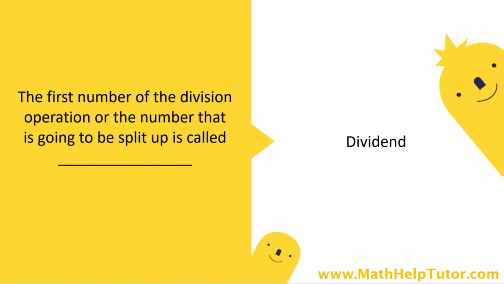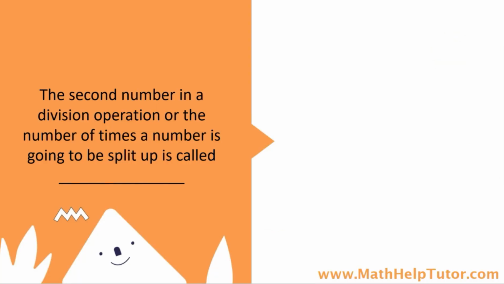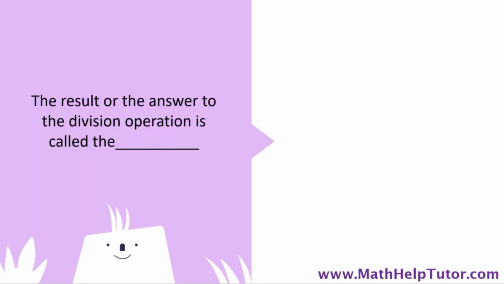The answer is dividend. The second number in a division operation, or the number of times a number is going to be split up, is called blank. The answer is divisor. The result, or the answer to the division operation, is called blank.